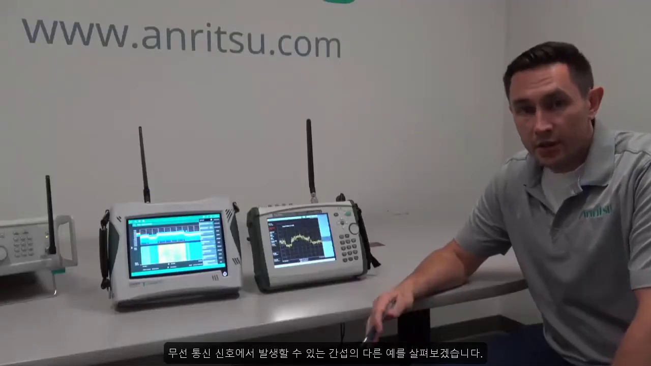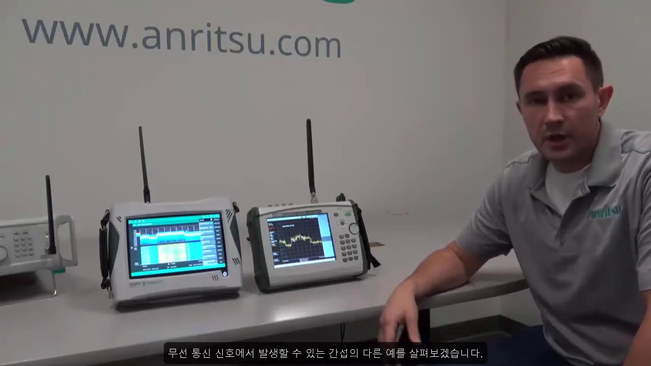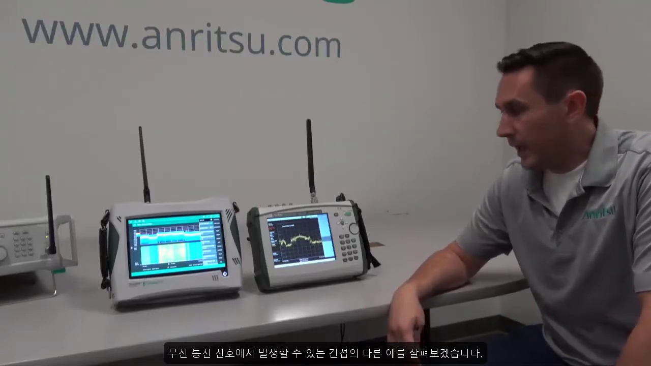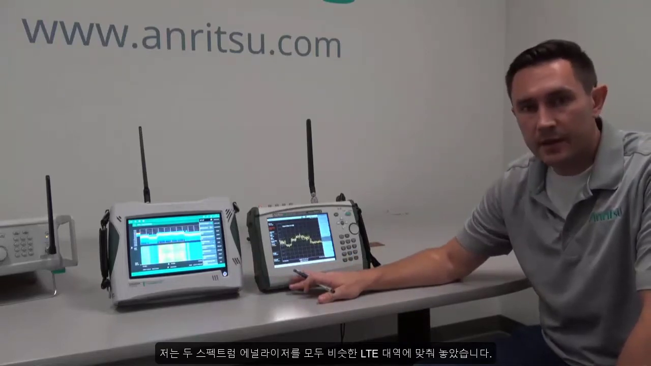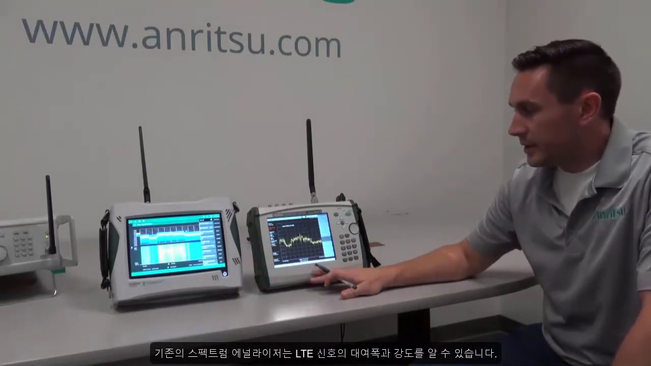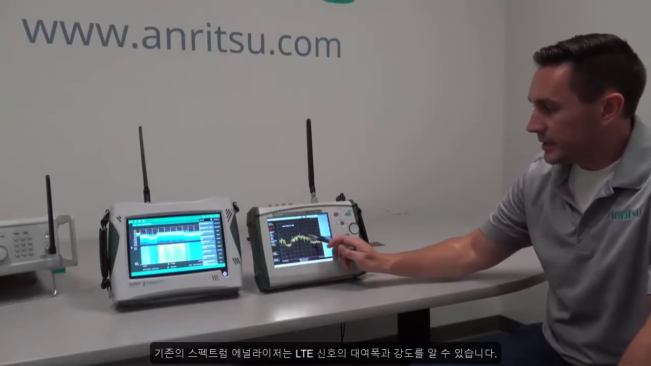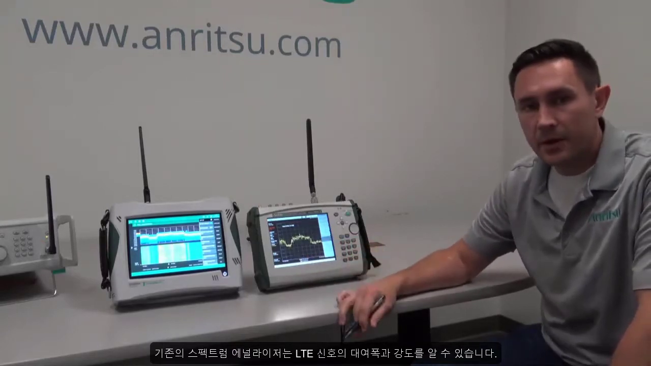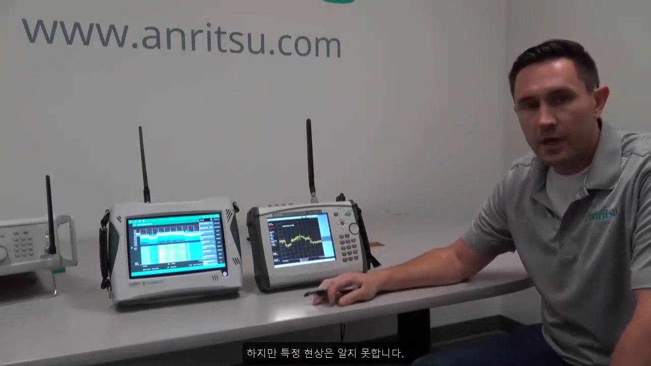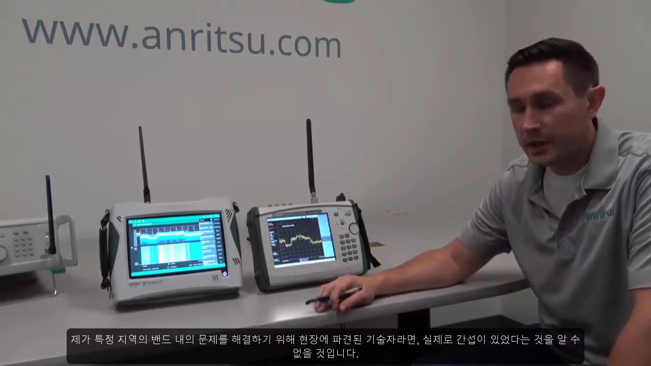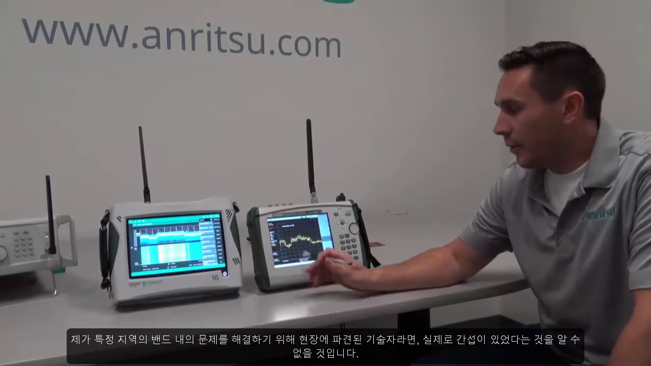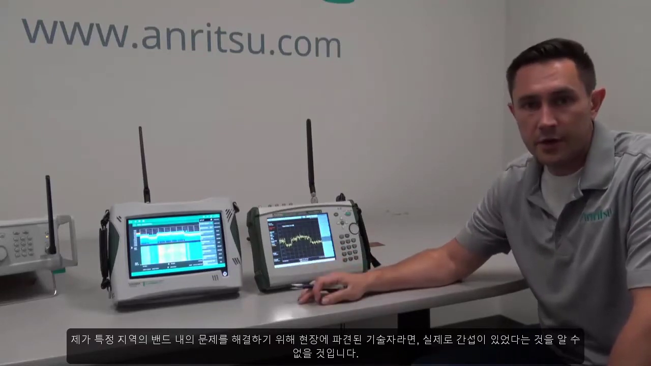Let's take a look at another example of a possible interferer in a wireless telecom signal. I have here both of my spectrum analyzers tuned to a similar LTE band. On the regular spectrum analyzer, I can see the signal, I can see its bandwidth, and I can see that it has power, but I don't really know much else that's going on. If I were a technician sent out to the field to troubleshoot problems within this band in a specific area, I wouldn't really be able to tell that there was an interferer there.